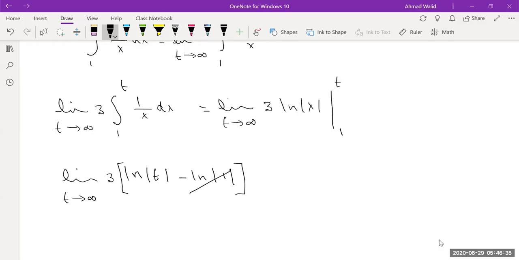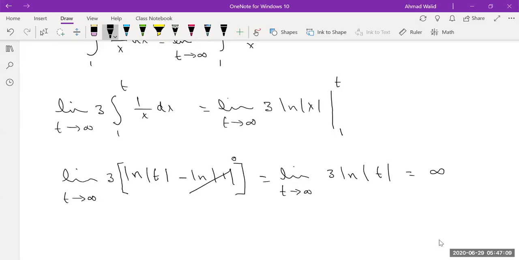Absolute value of 1 is 0, right? Sorry, the ln of 1, absolute value of 1, ln of 1 is 0, correct? Then I'll end up with limit t approaching to infinity 3 times ln absolute value of t. If you plug in here infinity, 3 times infinity gives you infinity. It means your answer is infinity.